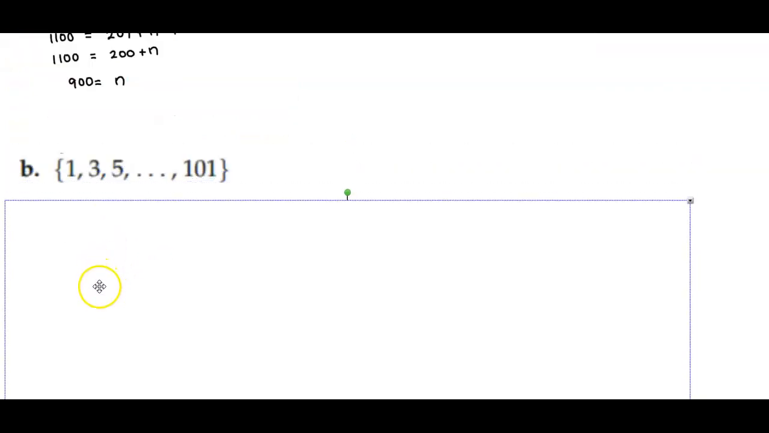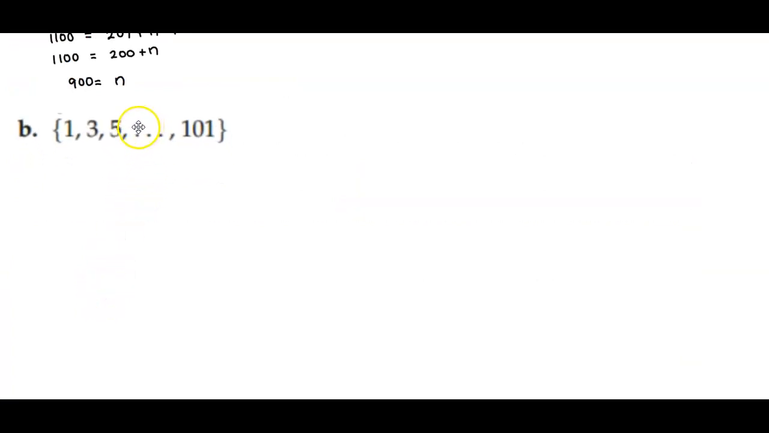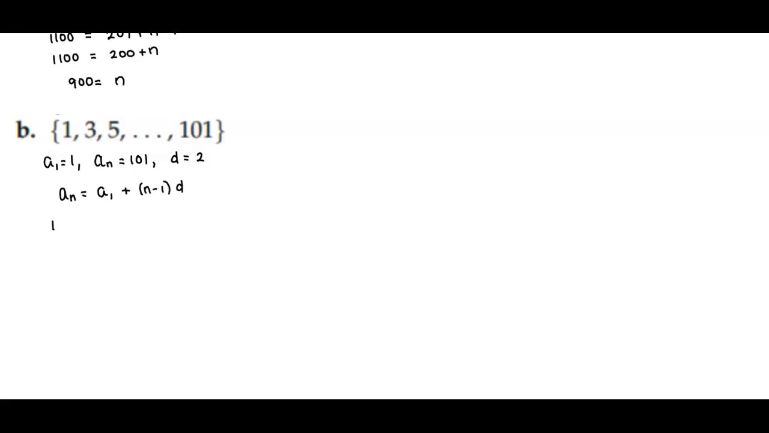Okay, for the next question, we have 1, 3, 5, all the way to 101. So this is an arithmetic sequence where our first term is equal to 1, our nth term is equal to 101, and the common difference is 2. So again, using that formula, A subscript n is equal to A subscript 1 plus n minus 1 times the common difference. So we have 101, which is equal to the first term, which is 1, plus n minus 1 times the common difference.